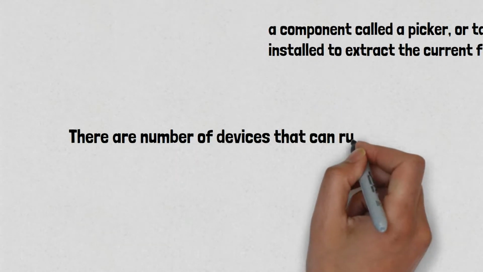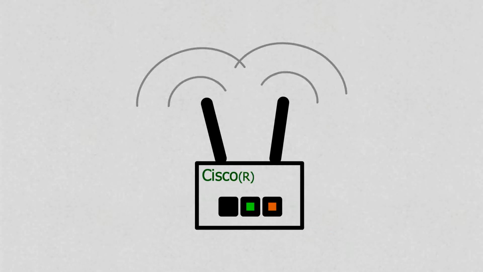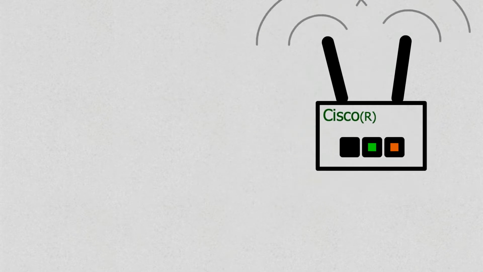There are a number of devices that can run on PoE, depending upon wattage: light-emitting diode lighting, security card readers, high-performance wireless access points, intercoms, video conferencing, and video surveillance cameras.